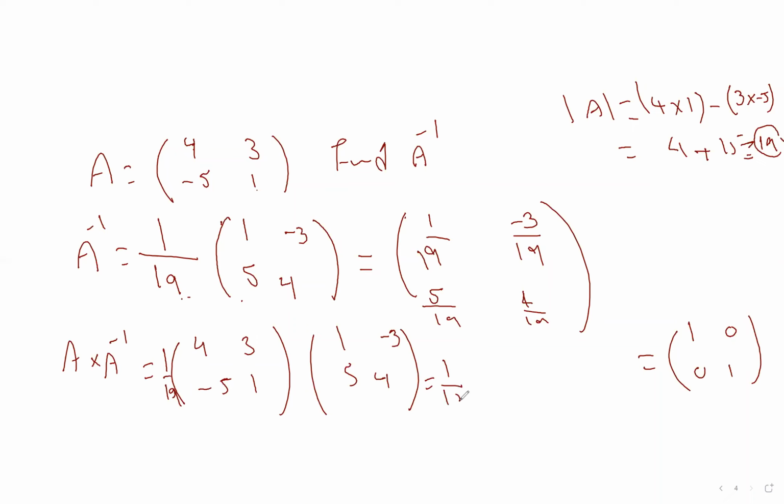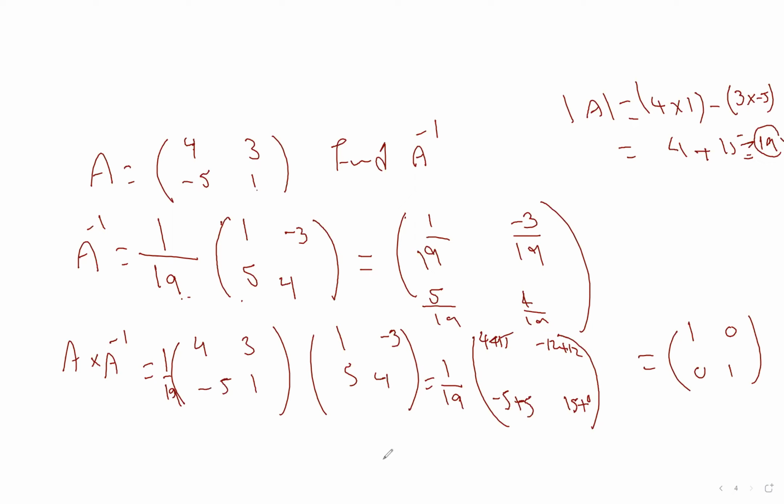So it's 1 over 19 times: 4 times 1 is 4, plus 3 times 5 is 15. Then 4 times negative 3 is negative 12, and 3 times 4 is 12. Then negative 5 times 1 is negative 5, then 1 times 5 is positive 5. And the last one is negative 3 times negative 5 equals 15, and 1 times 4 is 4.